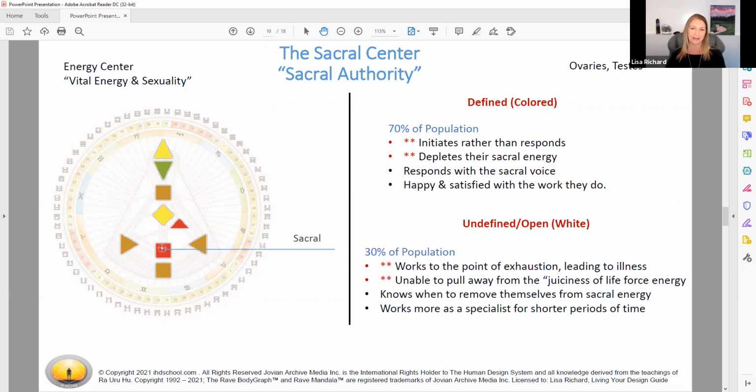So those energy types are really here to be more of a specialist. You're here to kind of create those foundations, those projects, and then hand it over to the manifesting generators to run with it, to do all those essential components to keep it going. Again, honoring both different energy types, multiple energy types, but coexisting as a species.